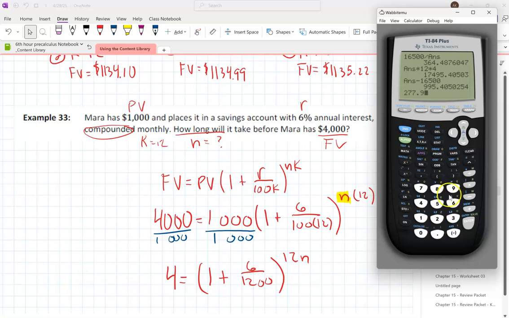Colby, what's up? I just wrote down the number for N and divided it by 12 on the main screen of my calculator. God bless you.